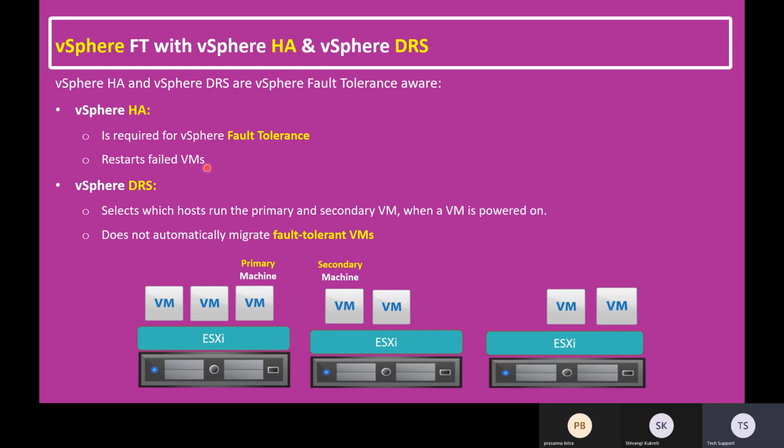Restarting failed VMs: there will be no impact to the HA functionality. It will still work as usual and restart the failed VMs on another ESXi host. In the vSphere DRS scenario, DRS is required for FT functionality only if you have Enhanced vMotion Compatibility enabled. Selecting which host runs the primary and which runs the secondary when the VM is powered on still functions with FT, and DRS does not automatically migrate the fault tolerance VMs. That is the only restriction. Instead of migrating the fault tolerance VM, DRS balances the load using other virtual machines and initiates the migration for those.